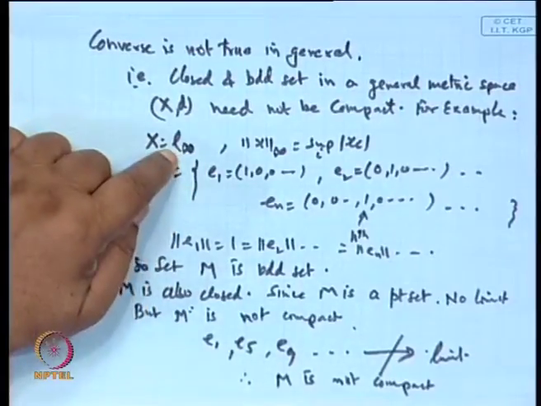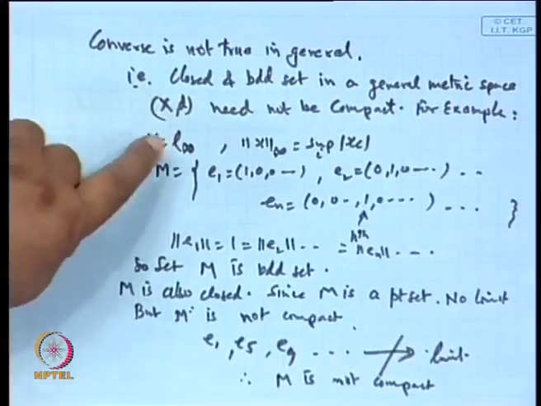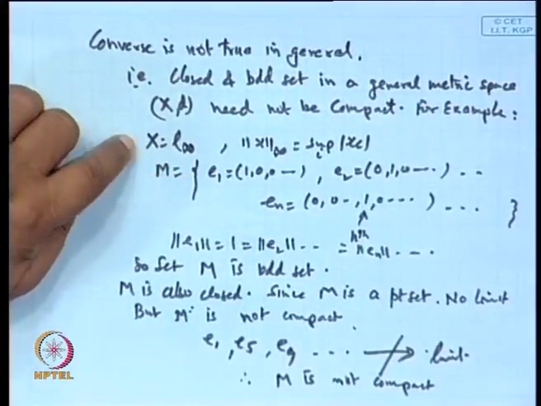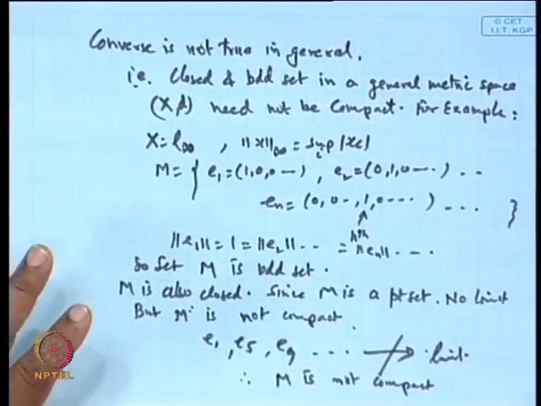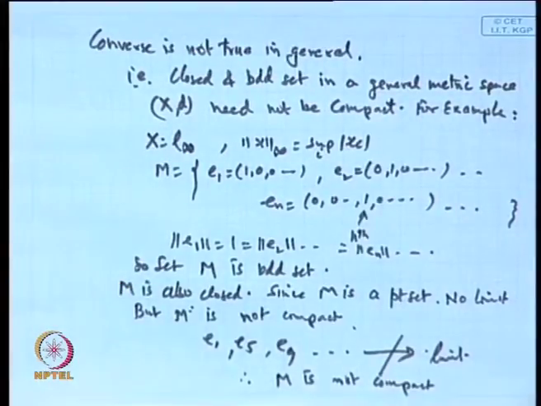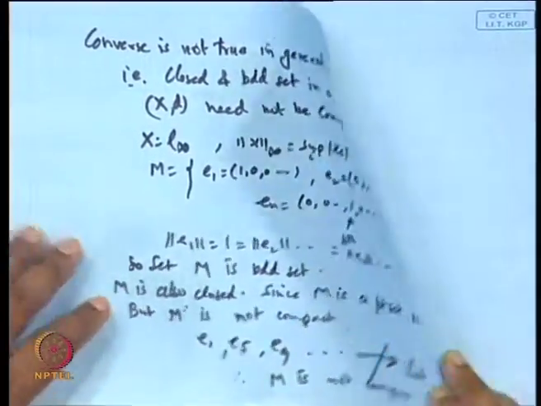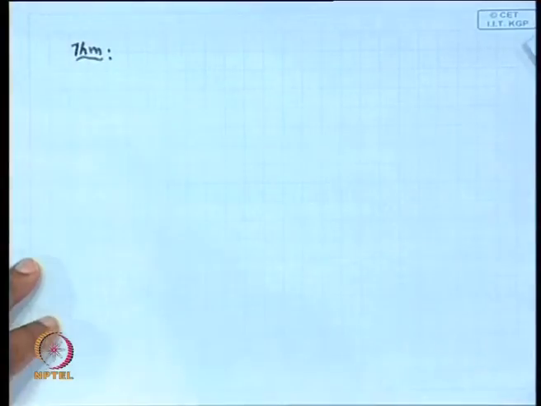What is the dimension of l infinity? It is infinity. So here we have chosen an example where the space is l infinity and we have a set M that is closed and bounded, but not compact. In fact, we will have a result that says that in the finite dimensional case, the closed and bounded sets are compact. That is a very good result.